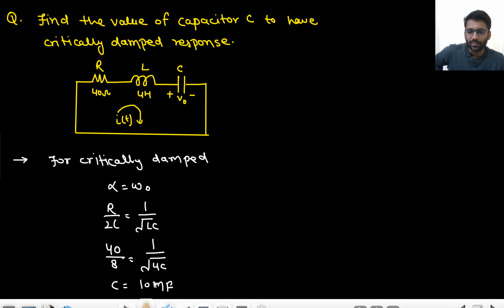10 millifarad, 10 to the power minus 2, right? If it is 10 to the power minus 2, it will become 10 to the power minus 1. 10 by 2 it will become... Yeah, it is fine. C value is 10 millifarad. Okay. So this is a simple problem.